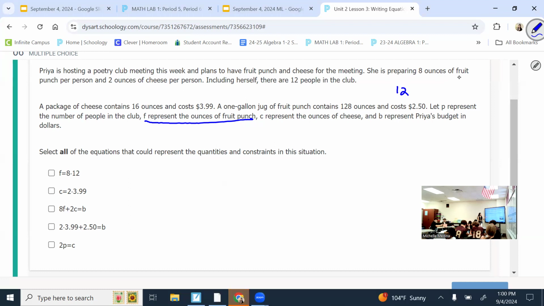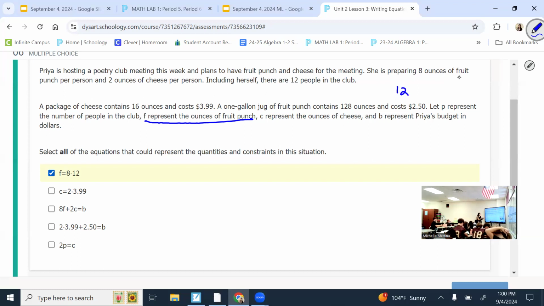Would timesing that give me the total ounces I need? Yeah, right? That makes sense? So I would select that one from the list. It might be shuffled on yours, so don't blindly pick the ones that we are. But yeah, that would give me the ounces of fruit punch I need. So now check the next one.